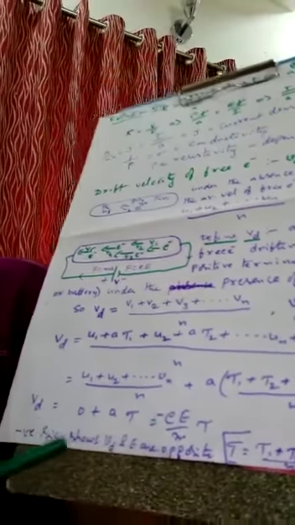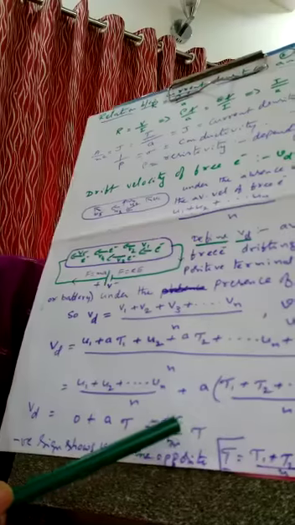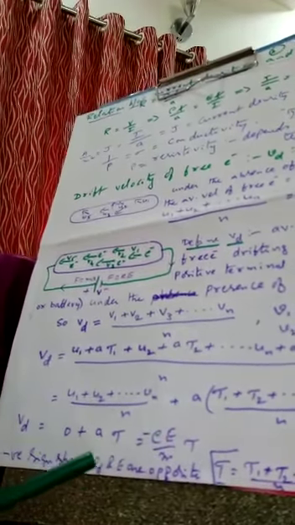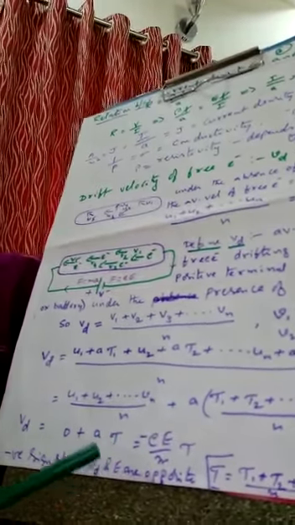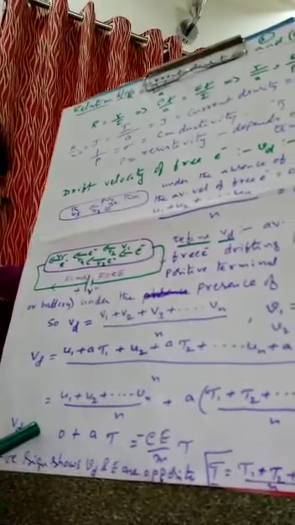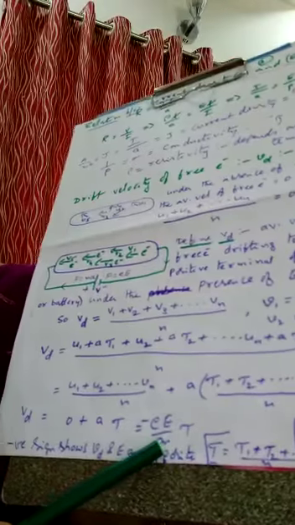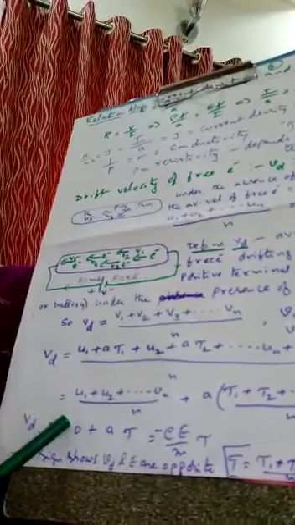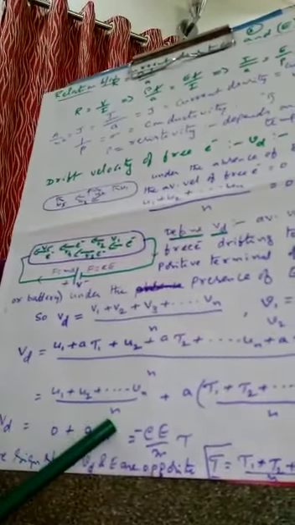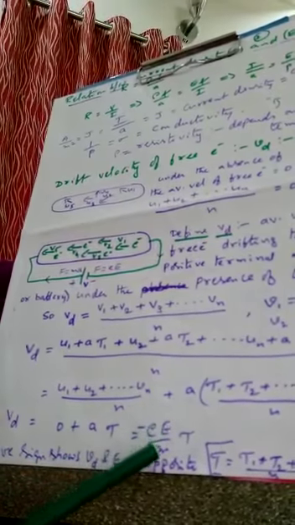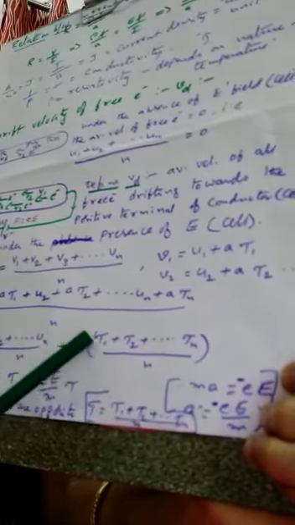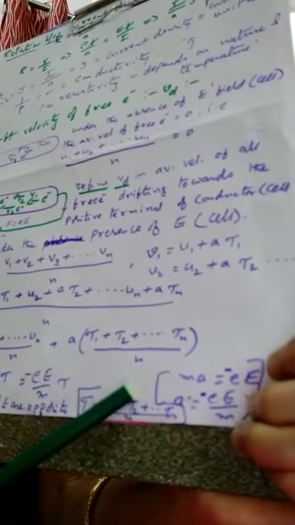The negative sign shows that E, the electric field, and Vd are in opposite directions. That is the reason here. So what is the formula for drift velocity? It is nothing but eE by m into tau. What is tau? Tau is called average relaxation time. It is given by tau 1 plus tau 2 and so on upon N.